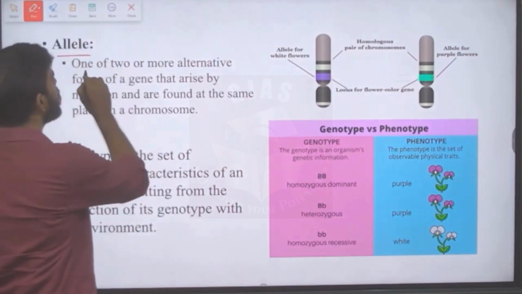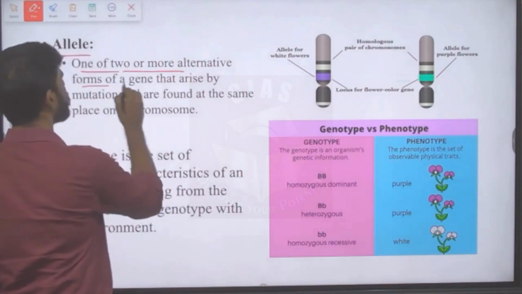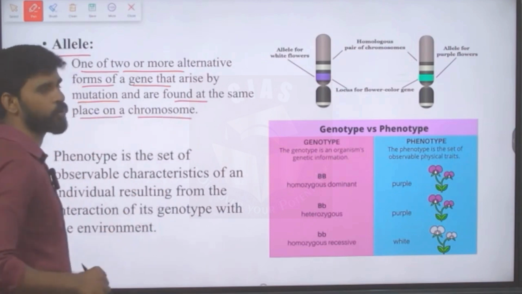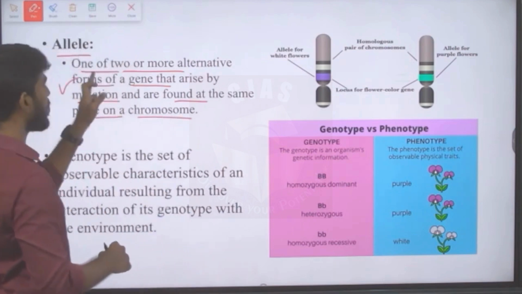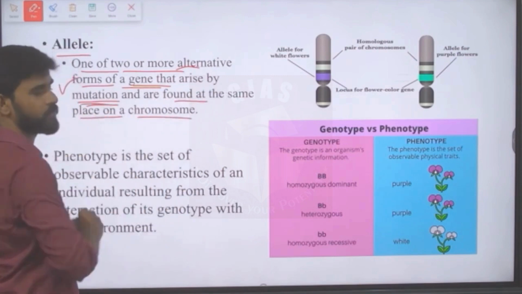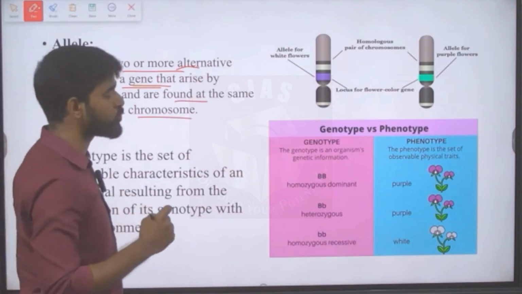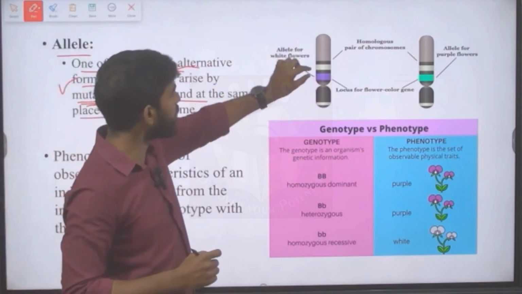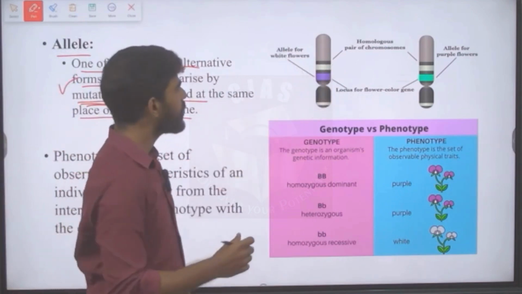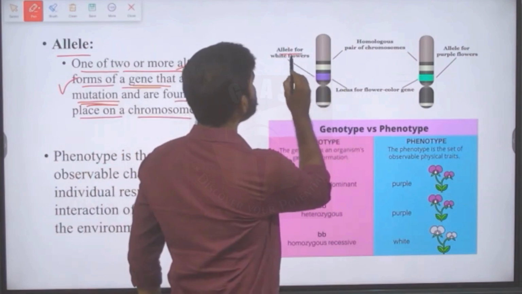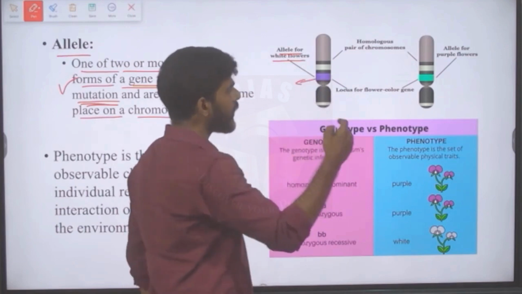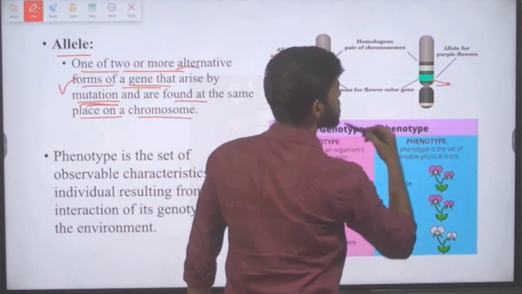Alleles are nothing but one of two or more alternative forms of a gene that arise by mutation and are found at the same place on the chromosome. So they are alternative forms of the same gene that arise by mutation and they are found at the same location in the chromosome. So this is the chromosome and I have one allele here and another allele here. All these are alleles. So what is an allele? Allele for white flower is expressed by this color, and allele for purple flower is expressed by this color.